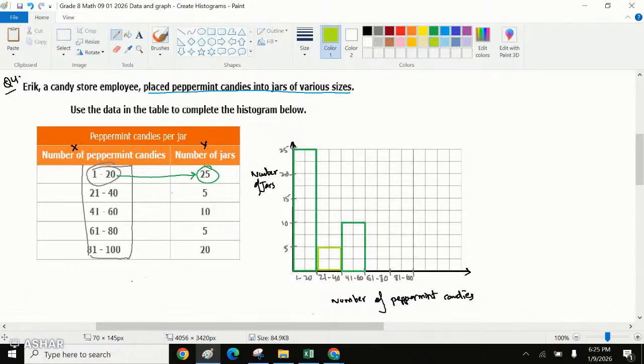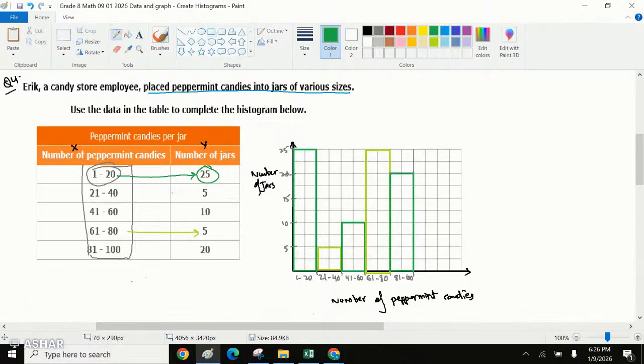Okay. The next one is 61 to 80. What is the height? The height is 5. That means 61 to 80 candies were in 5 jars, right? So we simply draw the bar over here. Okay. And the last value would be from 81 to 100. It was in how many jars? They were in 20 jars. So the last value would be this. From 81 to 100 candies were in 20 jars.